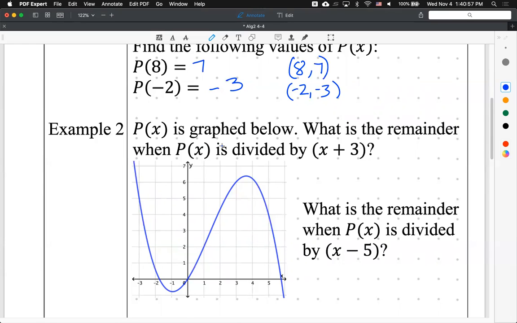Charles? 5. Again, opposite of positive 3 is a negative 3. I come to negative 3 right there. I come up to what height? 5. Correct answer here is 5. Let me check. So the remainder is 5.